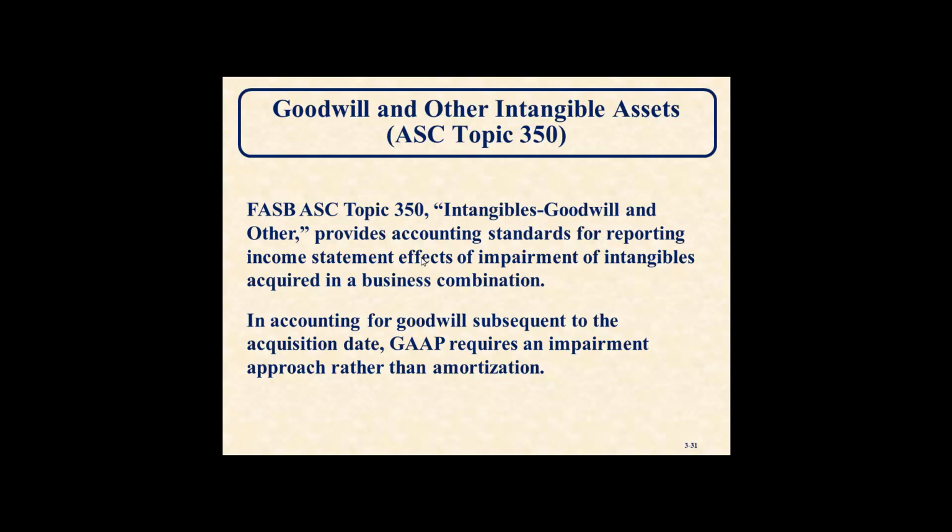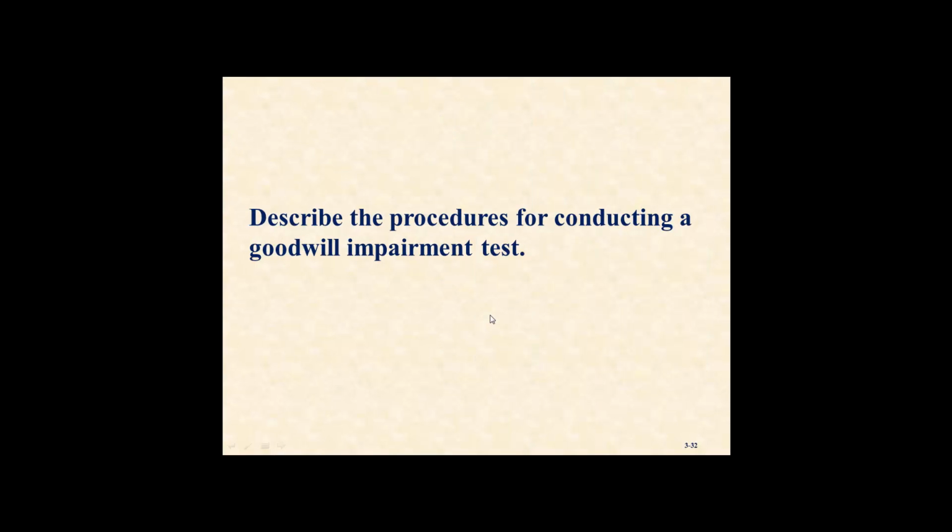Goodwill and other intangible assets provide accounting standards for our FASB ASC topic 350 for income statement effects of the impairment of intangibles acquired in a business combination. In accounting for goodwill subsequent to the acquisition date, GAAP requires an impairment approach rather than amortization. Remember, we don't amortize goodwill.